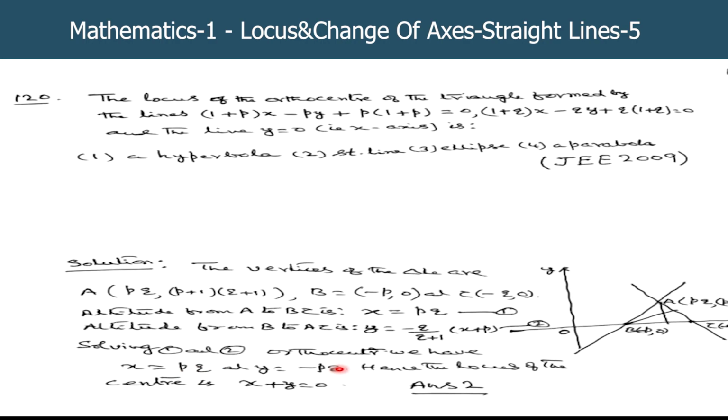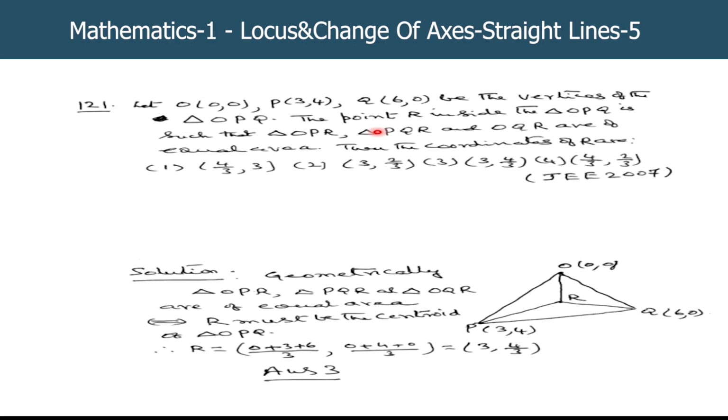x is equal to pq and y is equal to minus pq. So therefore x plus y is equal to 0. So that is the locus of the orthocenter. So x plus y is equal to 0 means a straight line. Answer number 2.